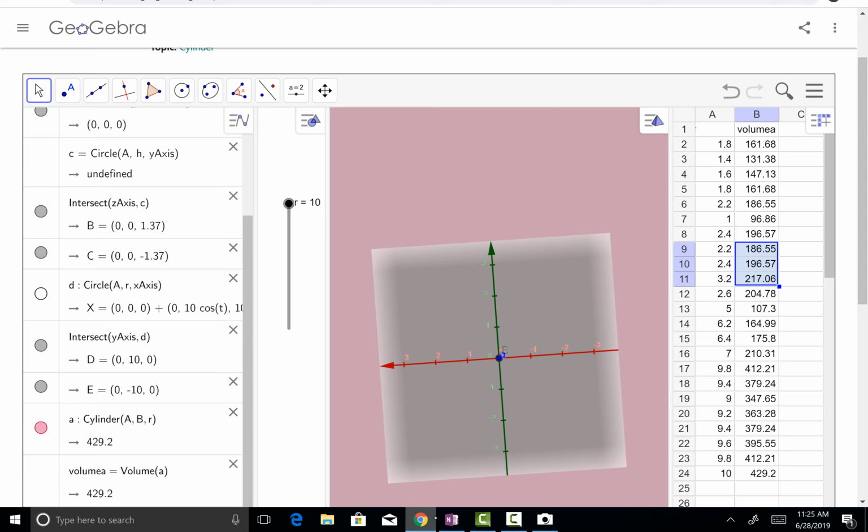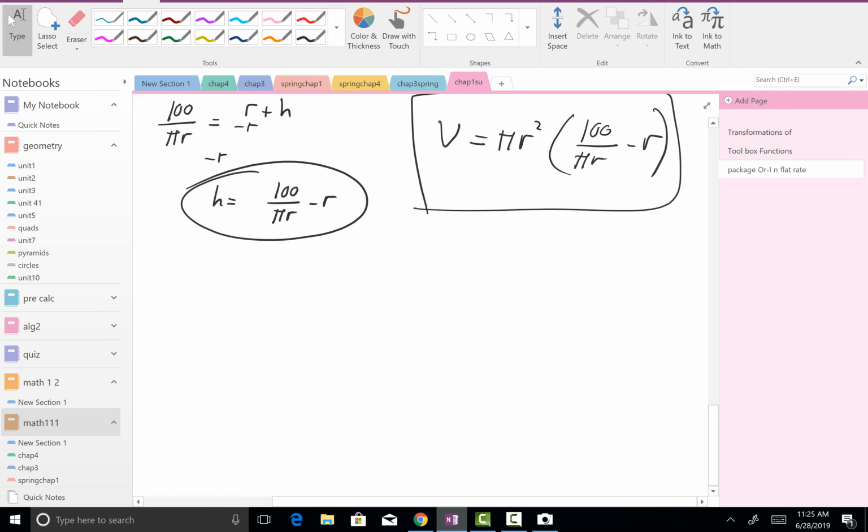So here we're at 217. That was our maximum, because remember these ones didn't work. So notice that was about 3.2. And we could have done it all in GeoGebra. If on the computer, it would have worked out all right. But on my tablet, it doesn't work as well. So anyway, that's how that works.